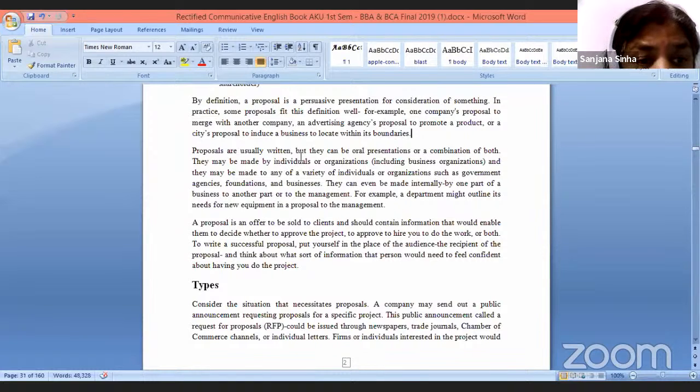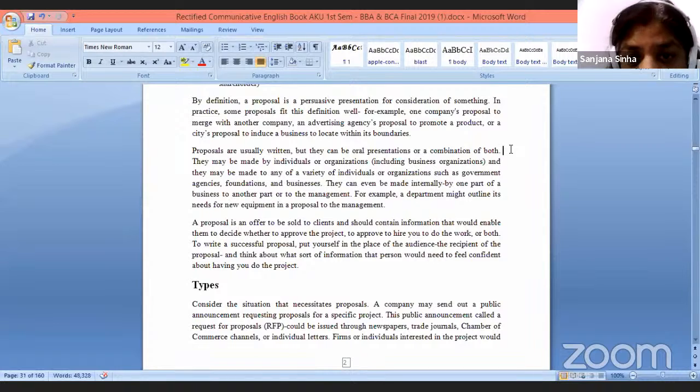Proposals are usually written, but sometimes it can be oral also. Normally, proposals are written, but they can be oral also, or a combination of both. Okay, a combination of both क्या हुआ? You have given a written documentation. You have given a written proposal, and then you may be required to present your proposal.